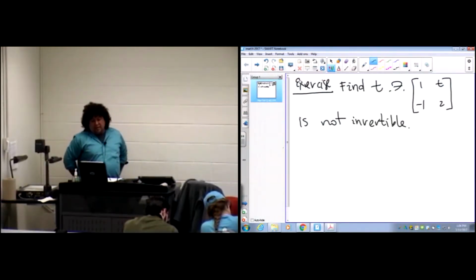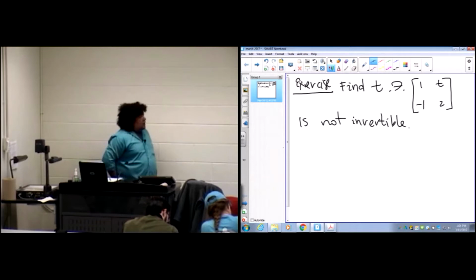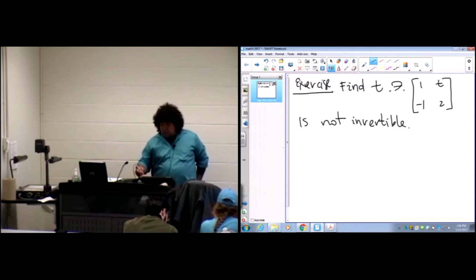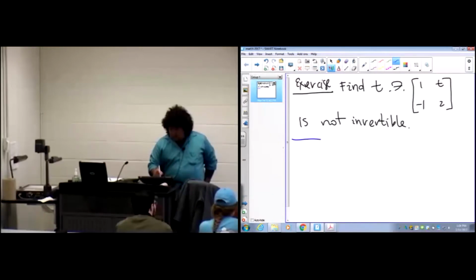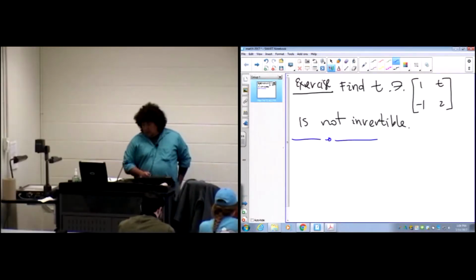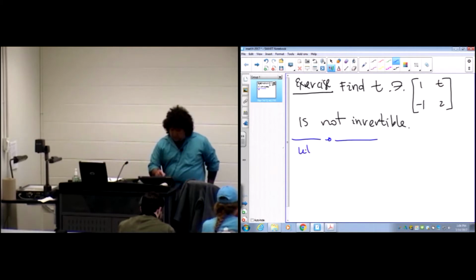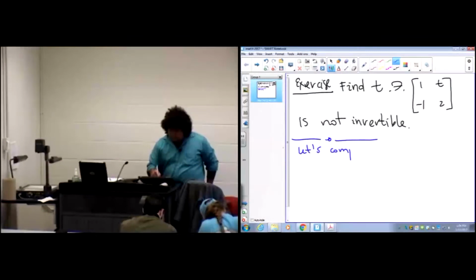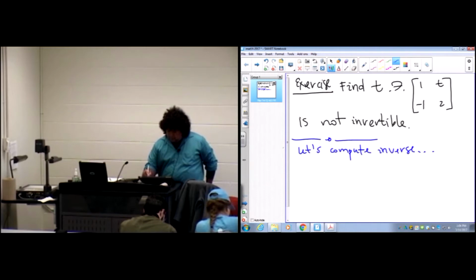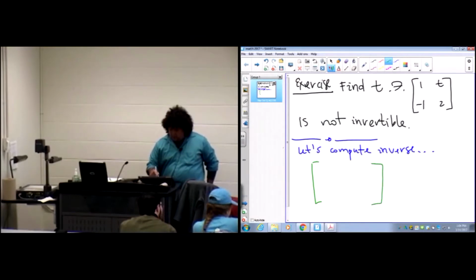Let's compute the inverse, which means that we form an augmented matrix. We write down this matrix, form the augmented matrix. The second block of the matrix is going to have the identity, the 2 by 2 identity. The first block has exactly the matrix we want to compute the inverse for. It has columns 1, -1, T, and 2. So we form that augmented matrix, and what we do next is that we want to row reduce.